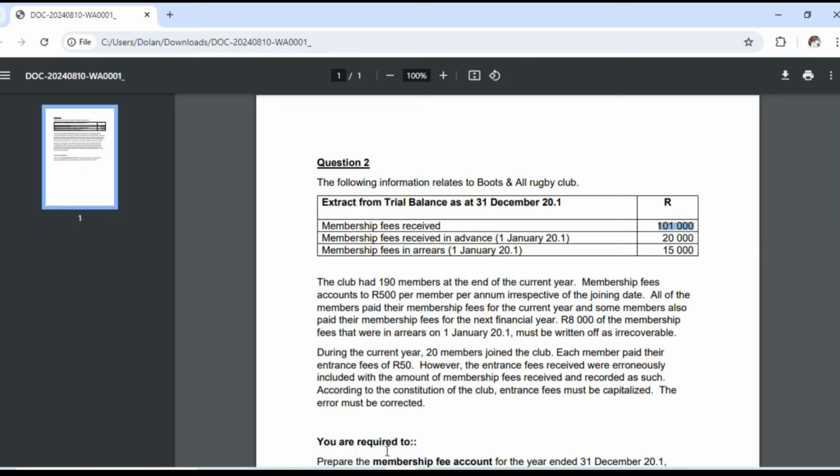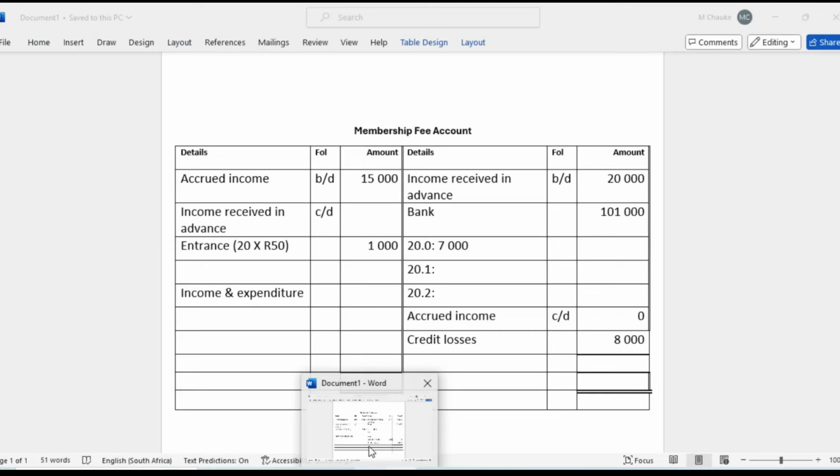Now let's proceed. So now we are done with that one, right? Let's go and see. We need to calculate income received in advance and the income and expenditure. The income and expenditure is going to be calculated by the number of members currently registered with the club multiplied by the membership fee per member per annum, right? Let's go and check that.